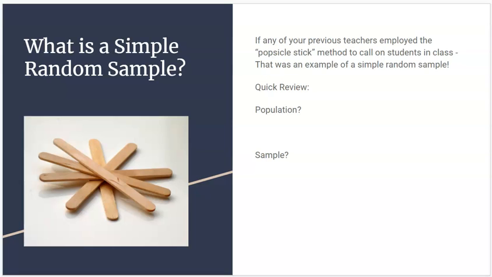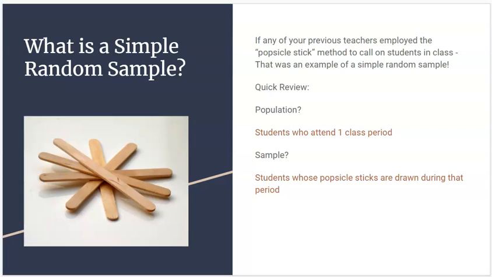Alright, welcome back. Hopefully you had some time to think about that using your knowledge of population and sample, but here's what I came up with. If you have a teacher who's got a jar of names for one period, then the population would be that one period and the students who are there. And then whenever he or she calls on somebody with this popsicle stick, that would be the sample. Students whose popsicle sticks are drawn during that period, which, maybe your teacher samples one or two or three per period. Maybe they sample all of them. Who knows? It depends on how much they use it. But this is an example of a simple random sample.